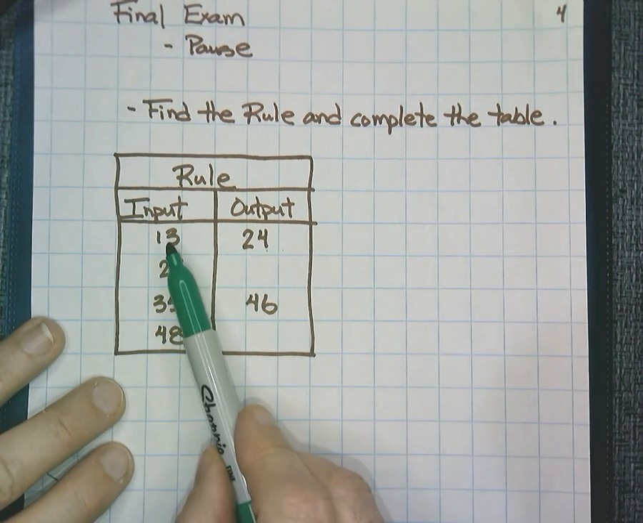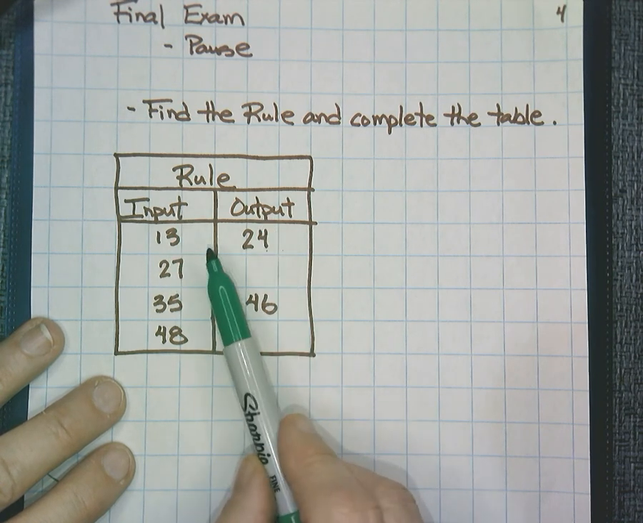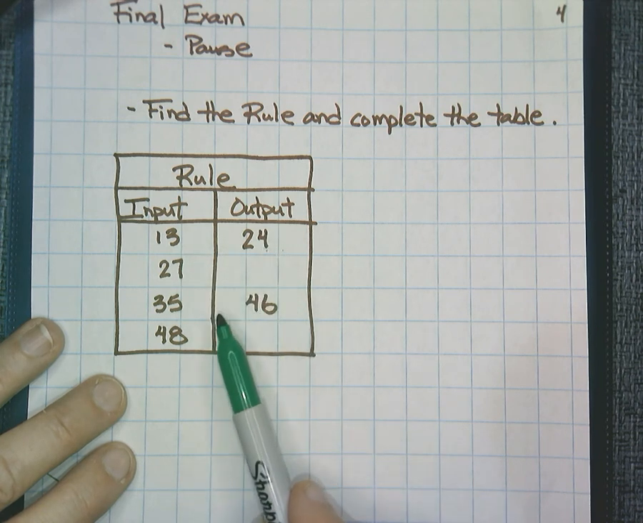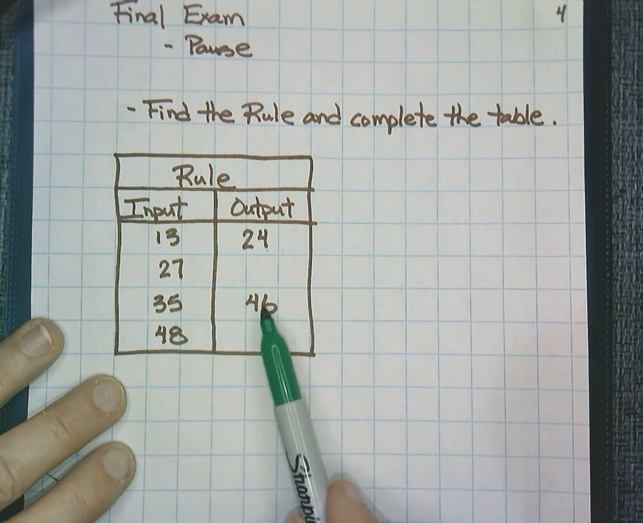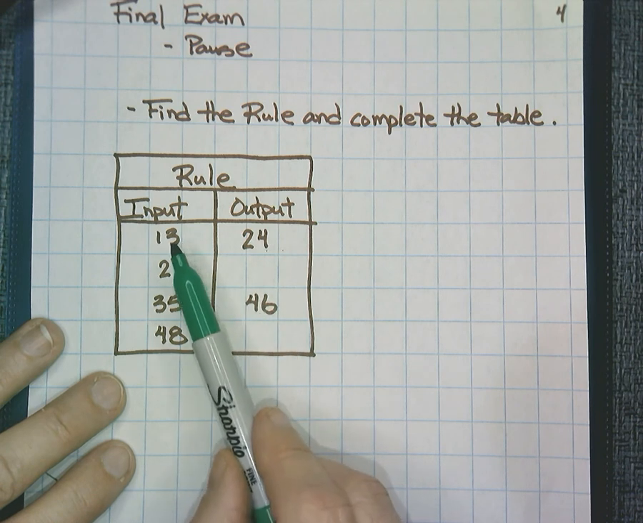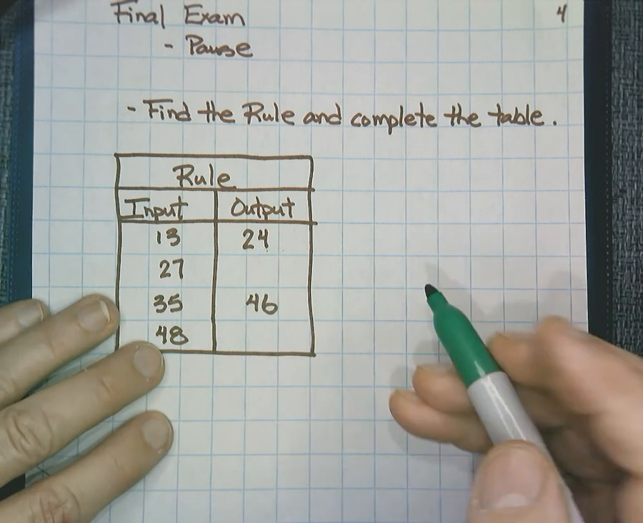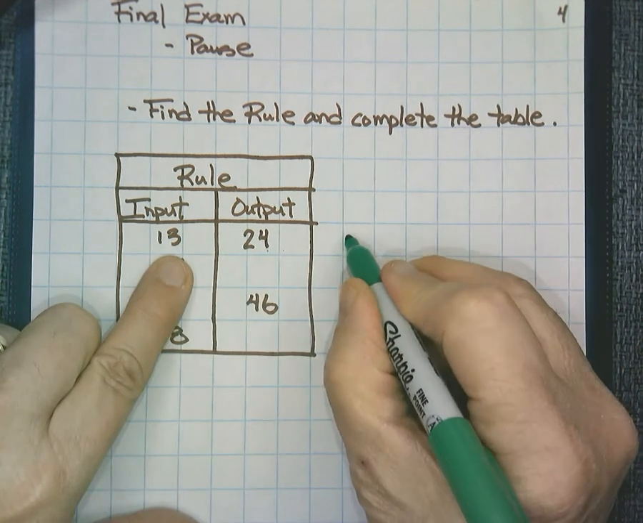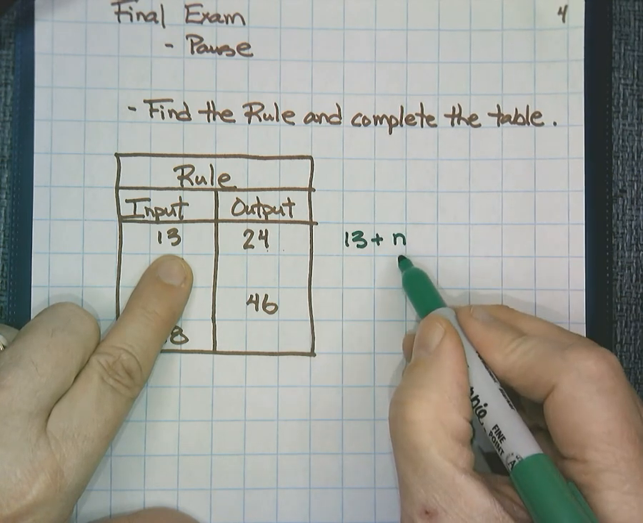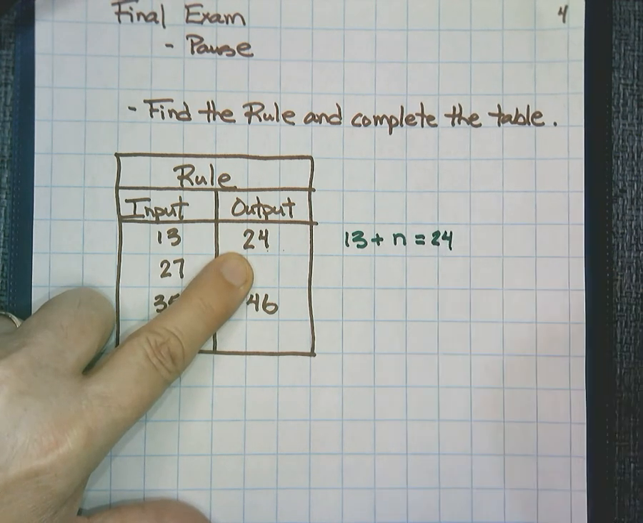I know I have to first look at the input and output and make a decision. I see that 13 goes up to 24. So these are going up. 35 to 46 is more. It's either going to be addition or multiplication. And I know that 13 times any number will not equal that. So this is going to be addition. I'm going to write an equation. 13 plus n. Remember, I don't know what I'm adding, but I do know that whatever it is, it's going to equal 24.